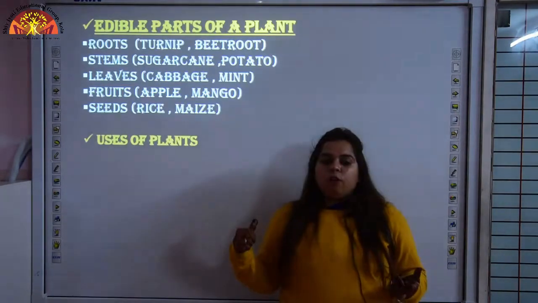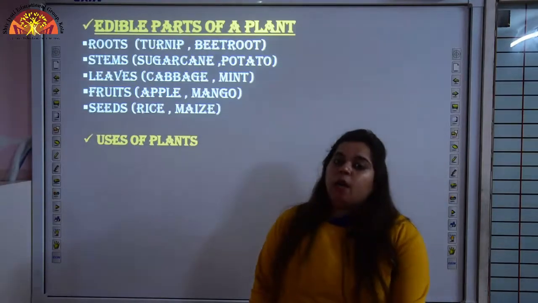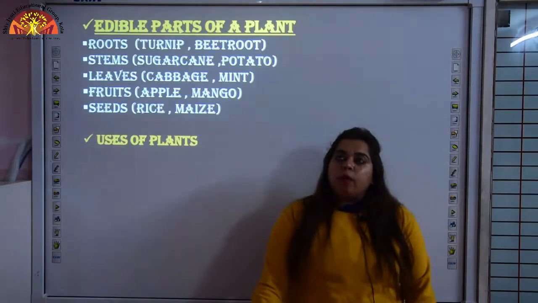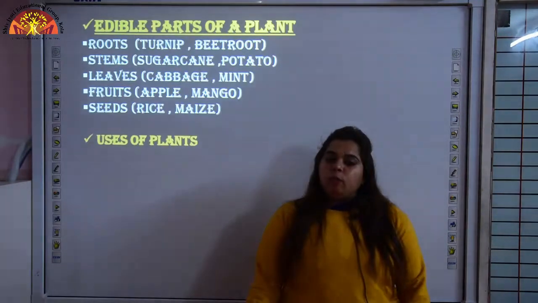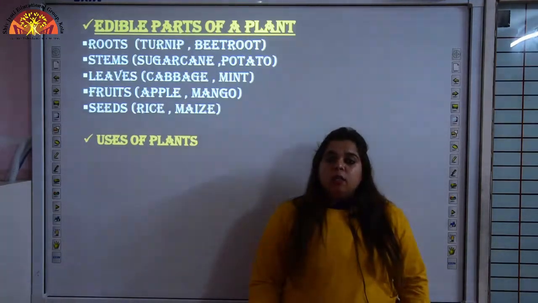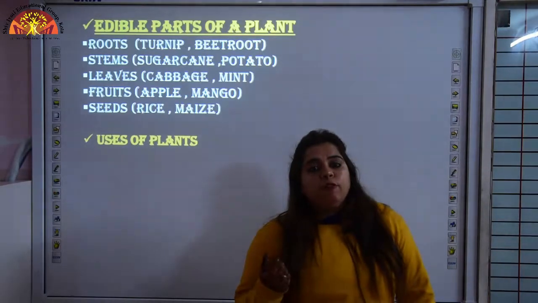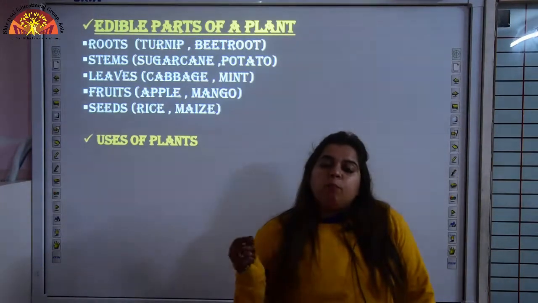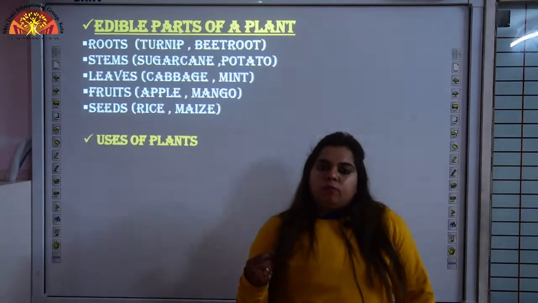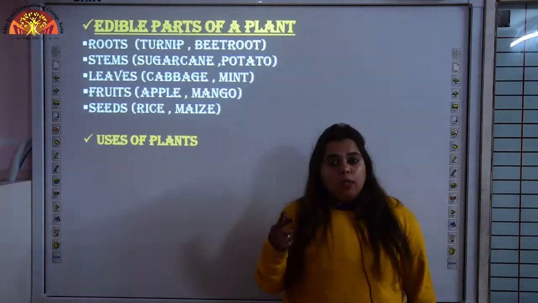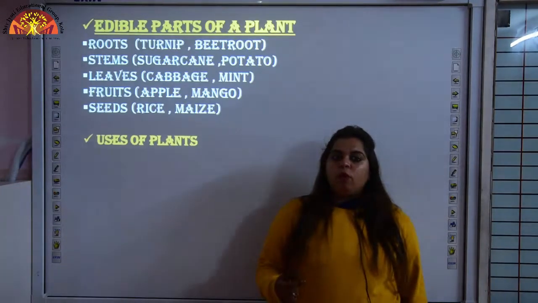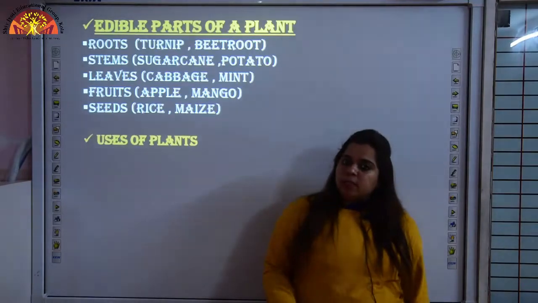Next is uses of plants. Now, children, do you know plants are very useful for us? They provide us many useful things, like they provide us wood to make furniture, they provide us latex to make rubber, from rubber we make tires. Plants provide us flowers, from that we make perfume. Tulsi, neem, poppy leaves, from that we make medicines. Coconut, sunflower, from that we make oil. So, these are the uses of plants. Plants are very useful for us. I hope you have revised this chapter with me.